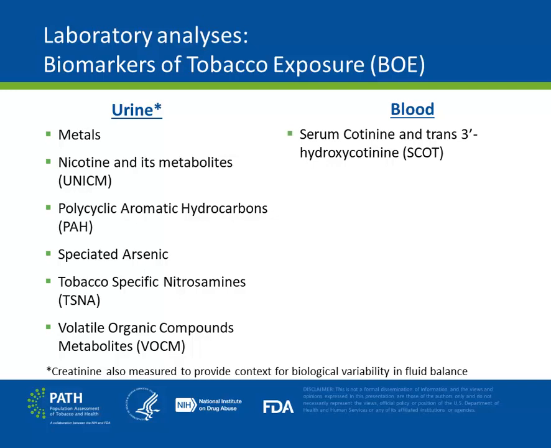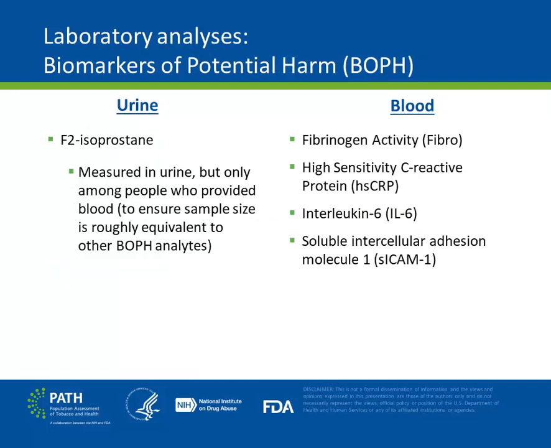Additionally, serum cotinine and trans-3-hydroxycotinine, SCOT, were measured in blood samples. Additionally, among those who provided blood, the following biomarkers of potential harm were measured. F2-isoprostane was measured in urine, but only among people who provided blood to ensure sample size is roughly equivalent to other biomarkers of potential harm analytes.